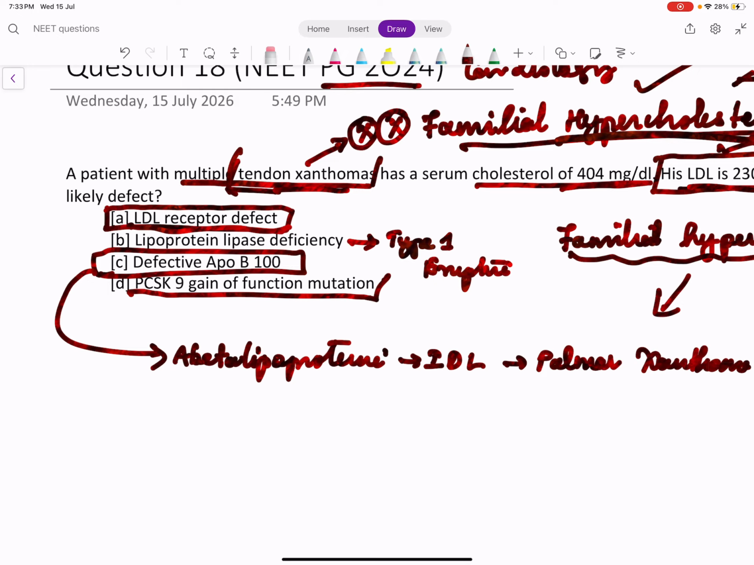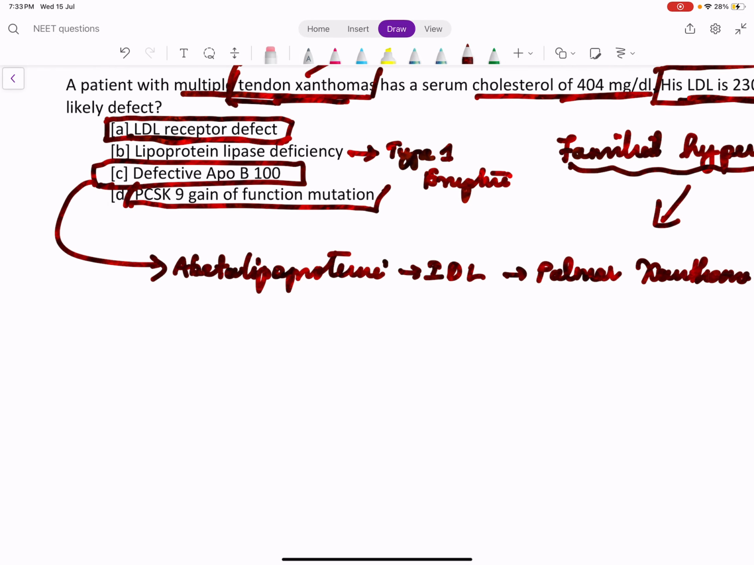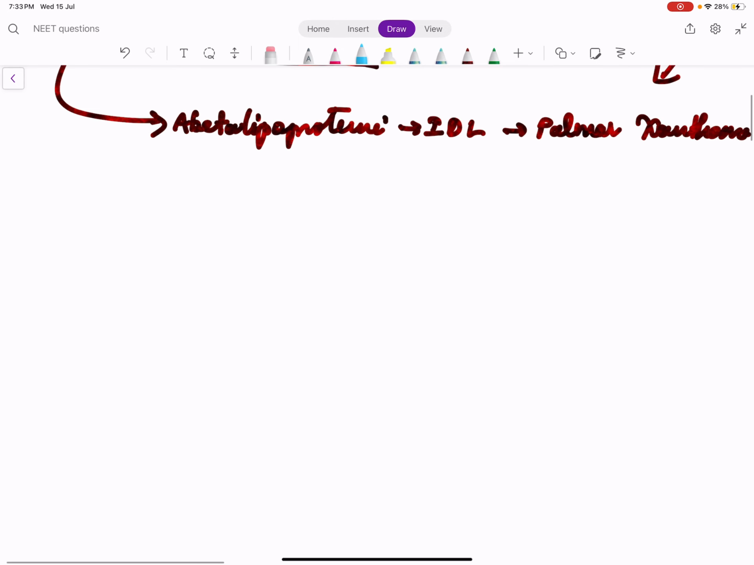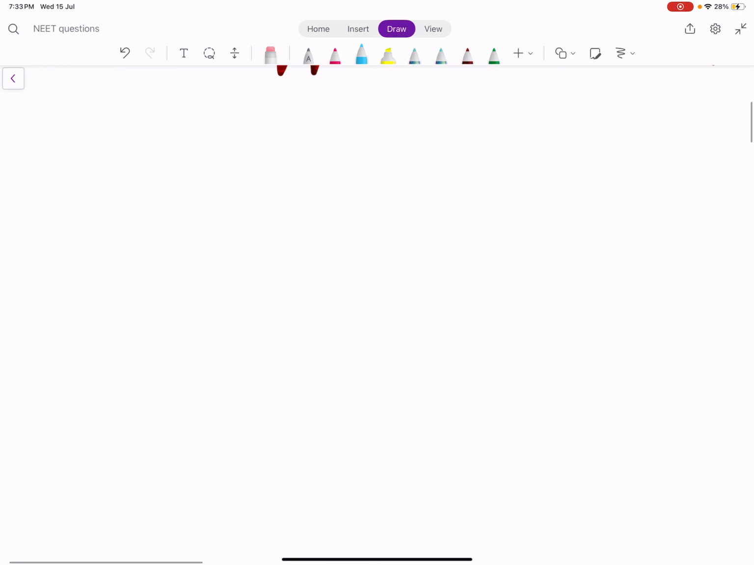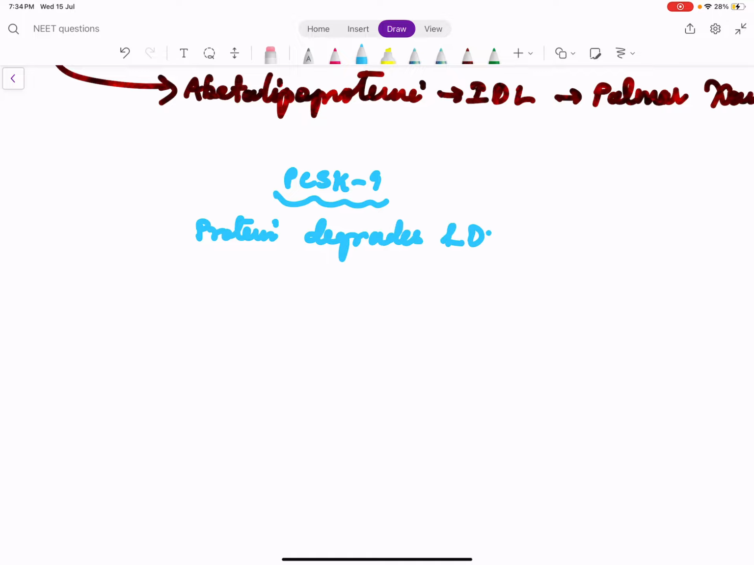PCSK9 gain of function mutation. Since this is a one-liner, you can leave off this option, but PCSK9 being very important, I'll just tell you a brief description about PCSK9. Don't worry about the full form. PCSK9 is a protein which degrades LDL receptors in the liver. What is the function of LDL receptors? They collect the LDL from the blood and deposit it in the liver.